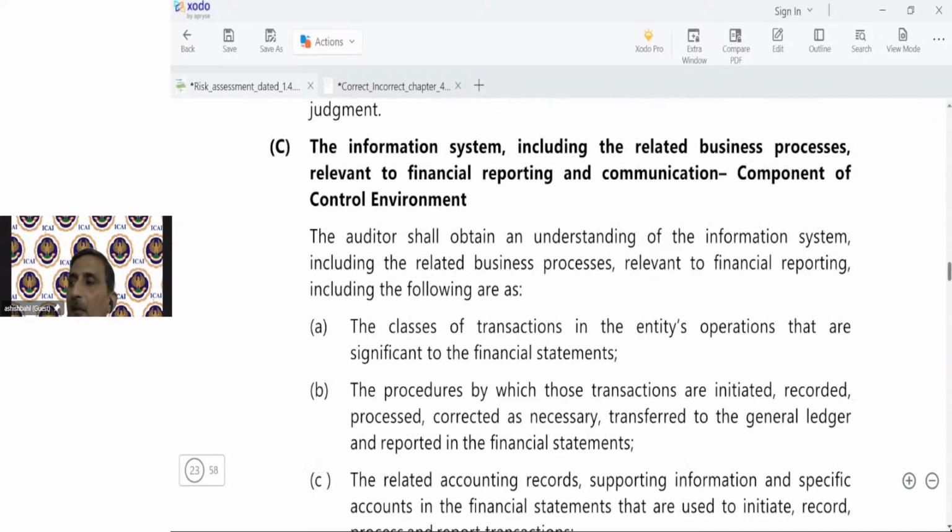Next thing is the information system, including the related business processes relevant to financial reporting, and communication. This is also a component of internal control, and there is a mistake here, guys. It is not control environment, it is a component of internal control.